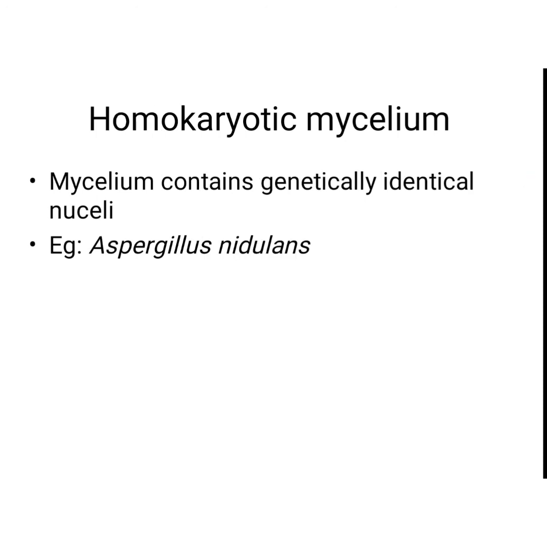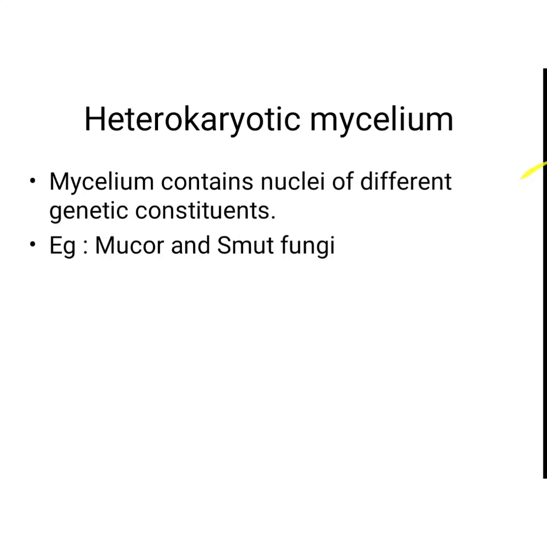And next is homokaryotic mycelium. Homo means same, karyon means nucleus. That is, the mycelium contains genetically identical nuclei. It is called homokaryotic mycelium. Example, Aspergillus nidulans. And next is heterokaryotic mycelium. Mycelium contains nuclei of different genetic constituents. It is called heterokaryotic mycelium. Here the examples are Mucor and smut fungi. Heterokaryosis is a condition in which genetically different nuclei are associated in the same mycelium. It is due to the result of mutation. Okay, that's all about today's video.